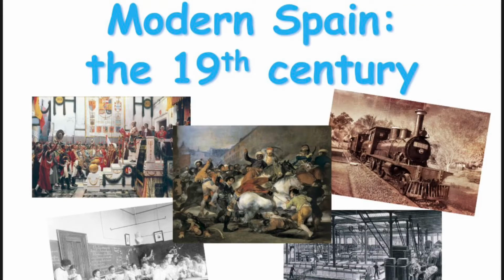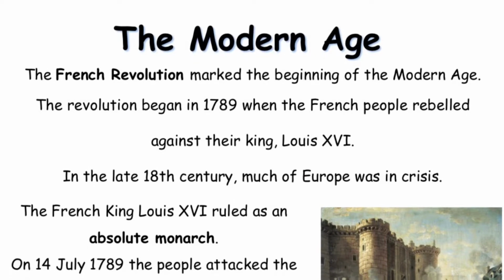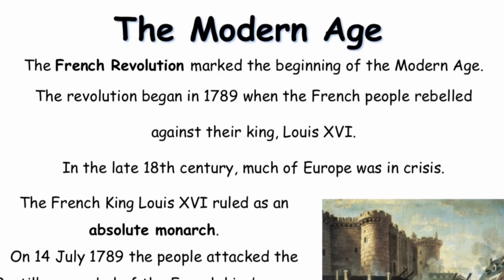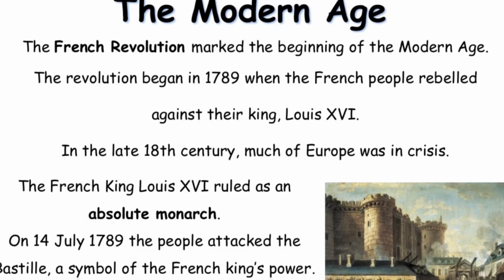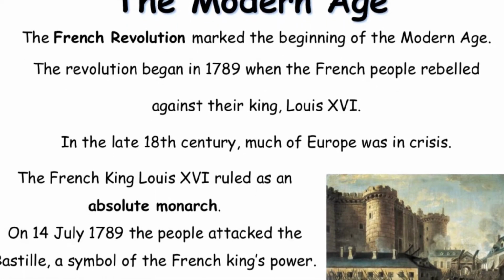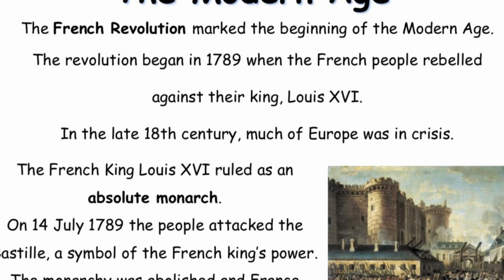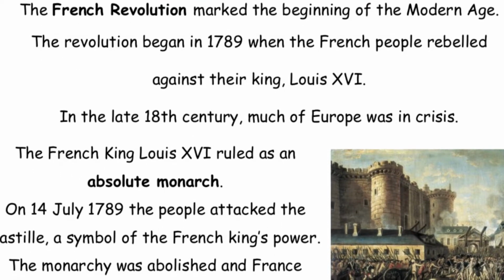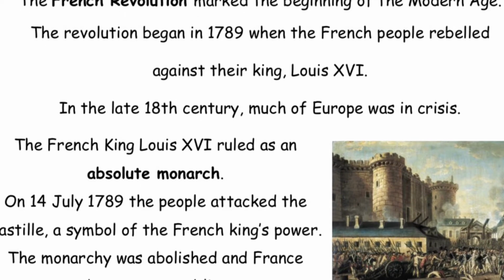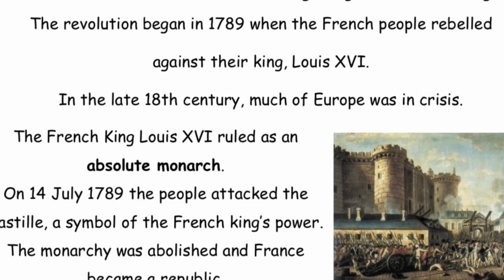Modern Spain, the 19th century. The Modern Age. The French Revolution marked the beginning of the Modern Age. The revolution began in 1789 when the French people rebelled against their king Louis XVI. In the late 18th century, much of Europe was in crisis. The French king Louis ruled as an absolute monarch.